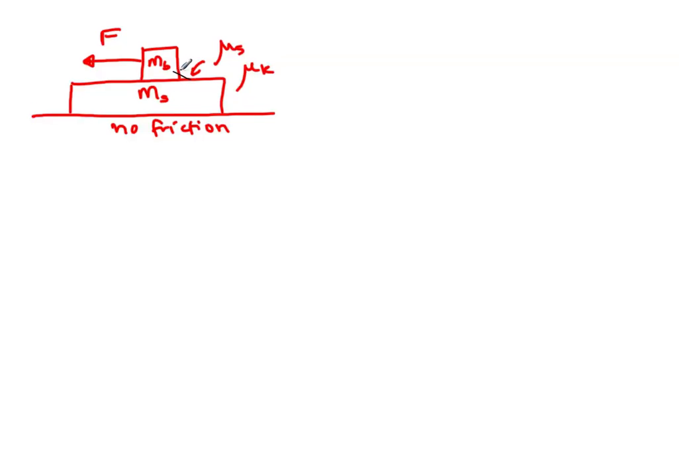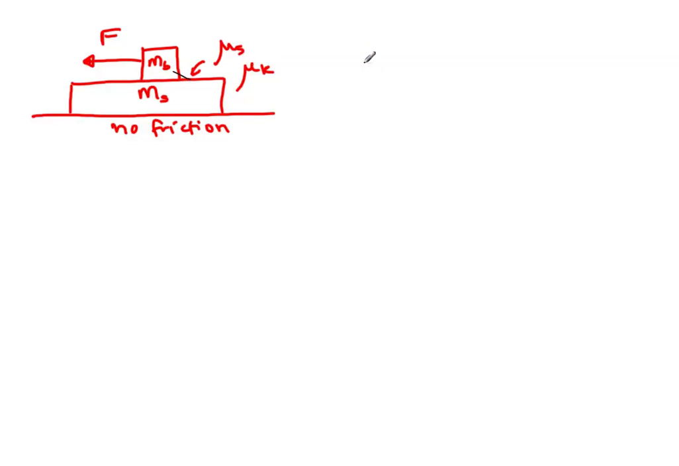Now it's possible that the two accelerations are the same. That would be true if and only if this force was smaller than the static friction force. If this force is bigger than the static friction force, then this block is going to come loose from the slab and it's going to accelerate separately. So first let's find out what the static friction force would be.